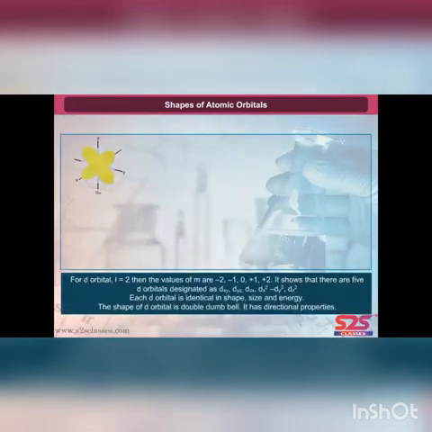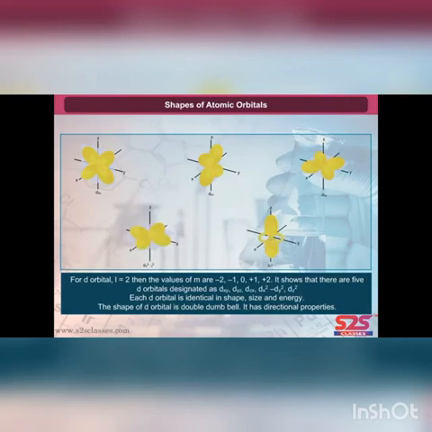For d orbital, l is 2, then the values of ml are minus 2, minus 1, 0, plus 1 and plus 2. It shows that there are 5 d orbitals designated as dxy, dyz, dzx, dx square minus y square and dz square. Each d orbital is identical in shape, size and energy. The shape of a d orbital is double dumbbell. It has directional properties.